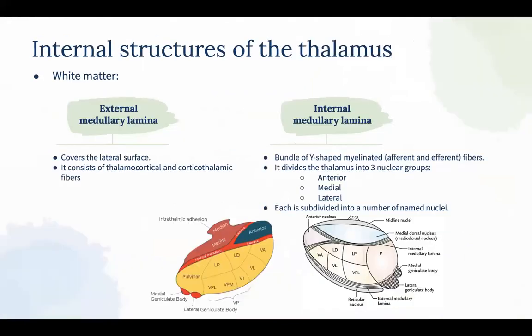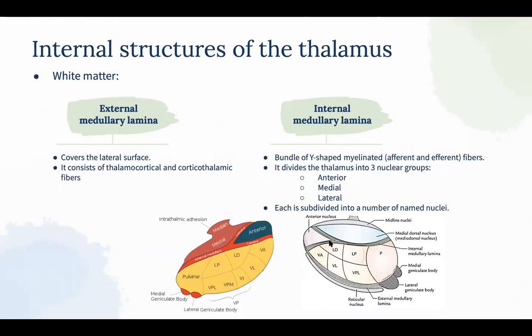طيب now راح نشوف الinternal structures of the thalamus. هل هي بس gray matter؟ لا، في كمان white matter. The white matter الموجودة we have the external medullary lamina and the internal medullary lamina. هذه الexternal medullary lamina جاية على lateral side and it consists of thalamocortical and corticothalamic fibers. لو توصل بين الثالاموس والcortex.